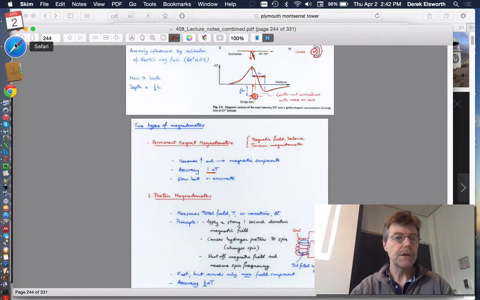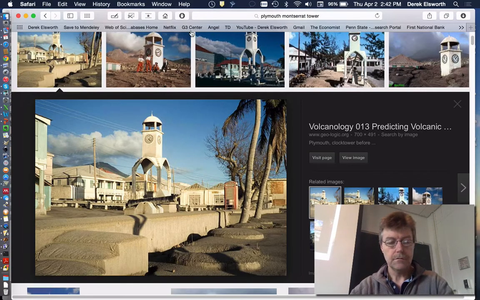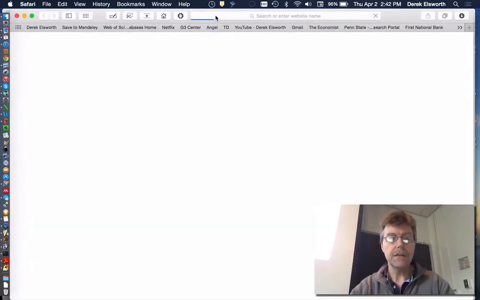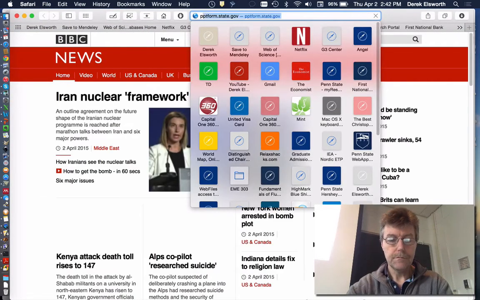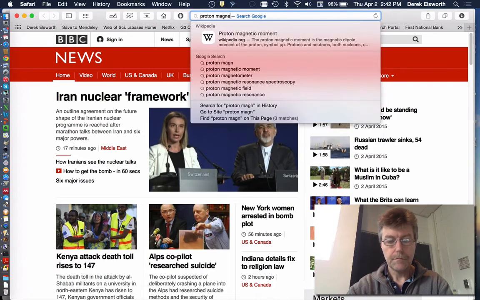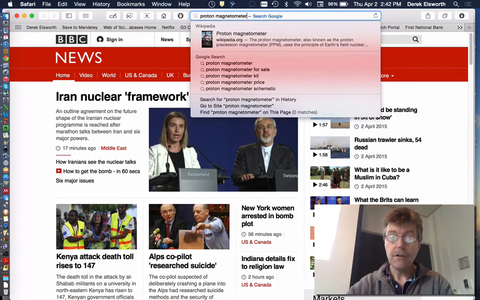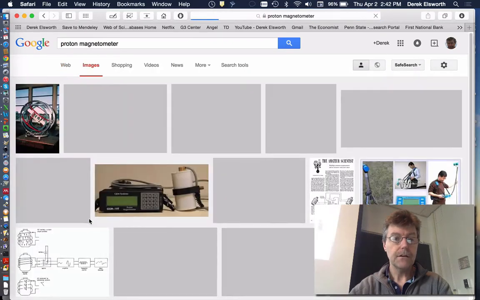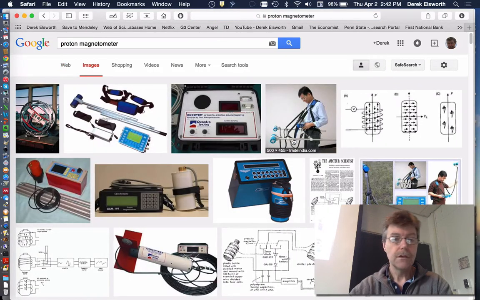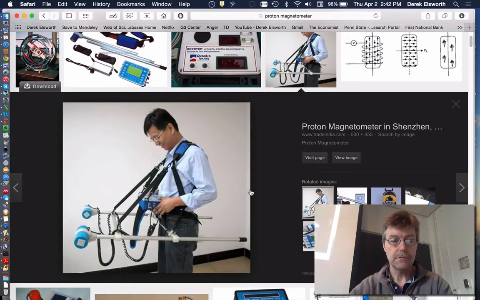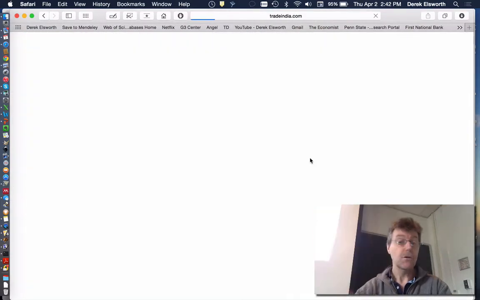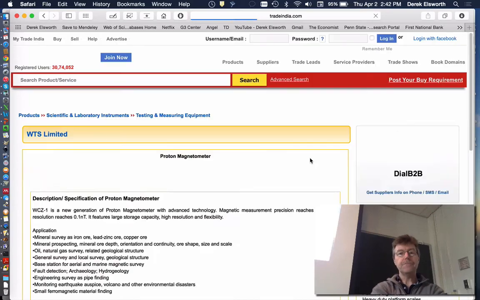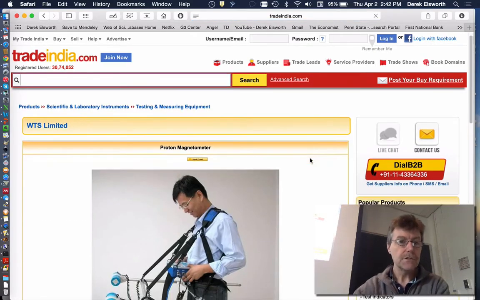I bet you we can find a picture of one, maybe. We'll come back to that in a minute. Good news on Iran in the background, you see. Let's see if they have them. Yeah, okay. Which is this? Wouldn't you love to walk around a field with your friends watching wearing this? Yeah, proton magnetometer. Oh, it's in China, in Shenzhen, the free trade zone. So I don't know exactly.